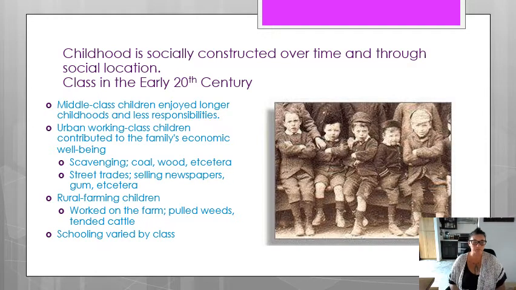And not only did schooling vary by class, but it also varied by sex considerably, sex and race, right? So at this time, really, young white boys are the only ones getting an education. The types of education middle-class white girls would get would be more like sewing and homemaking and that kind of stuff.